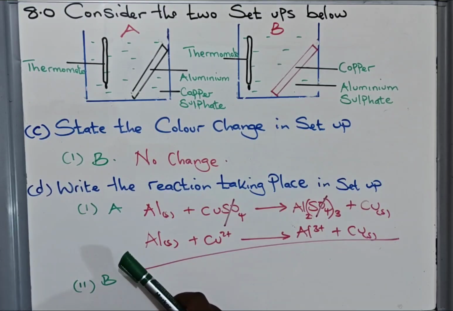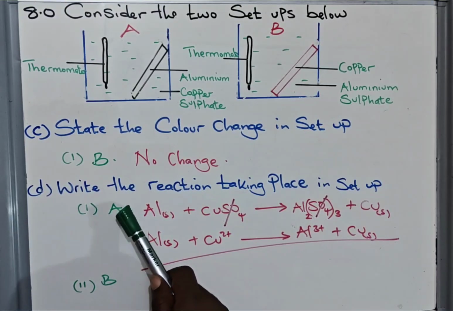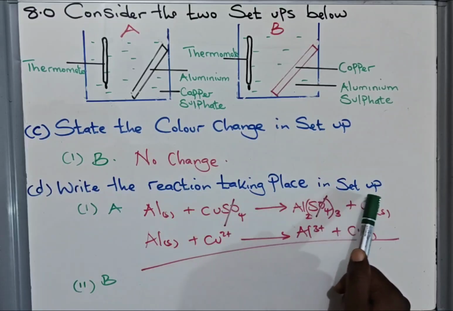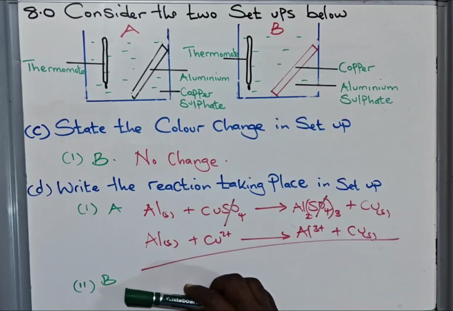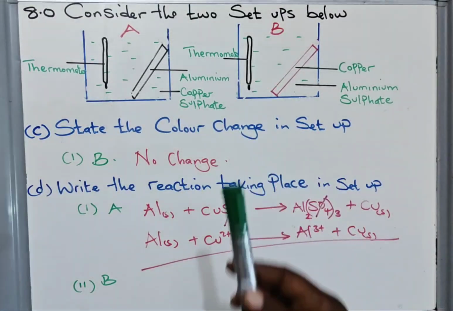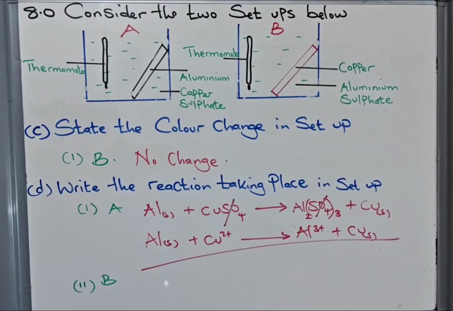Then we come to this question. It says, write the reaction taking place in setup B. This is B we are talking about. We said that B is non-spontaneous, it's not feasible. If it's not feasible, what does it mean? It means no reaction is taking place.